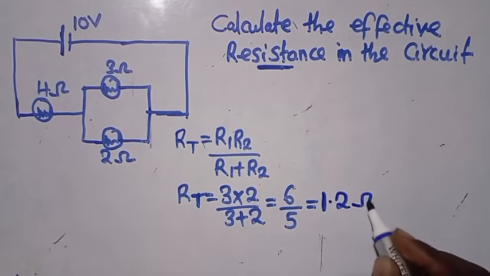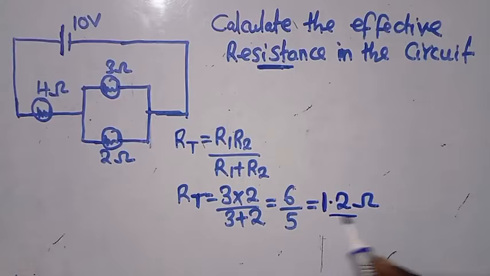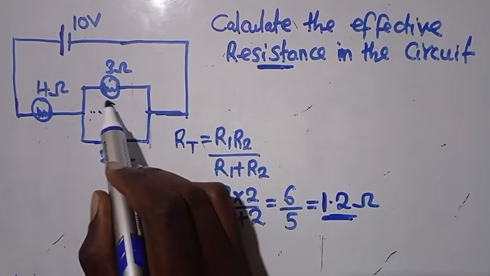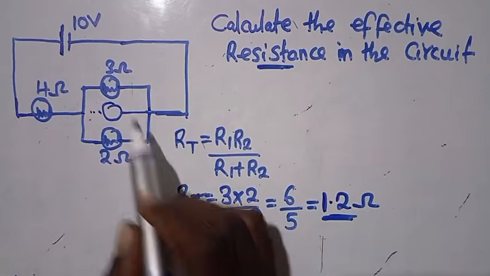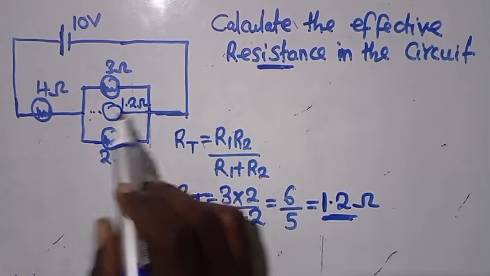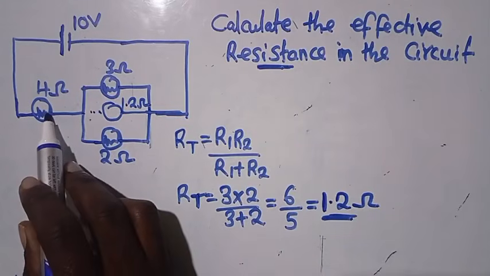1.2. So I'll say 1.2 ohms. This is the answer. This is the total resistance that is here. It is 1.2 ohms. This one is now in series with the 4 ohms that is there.